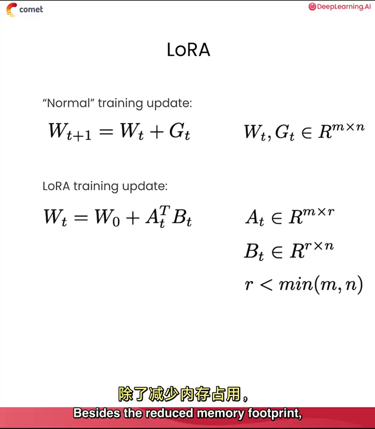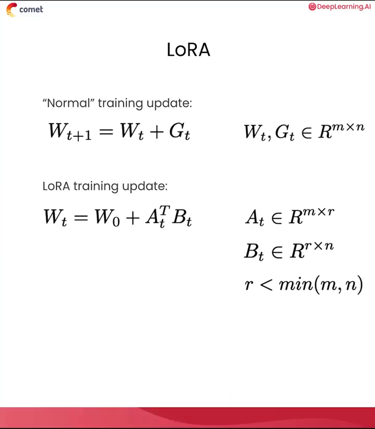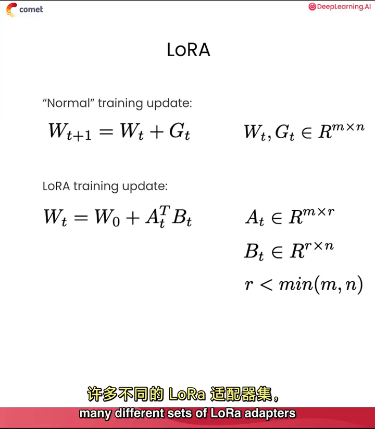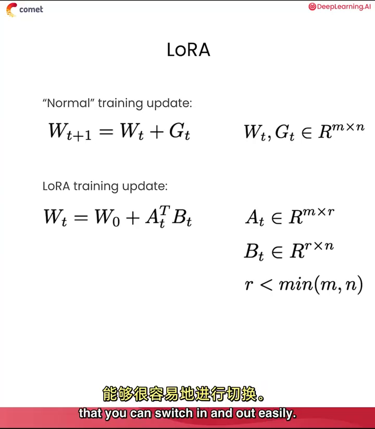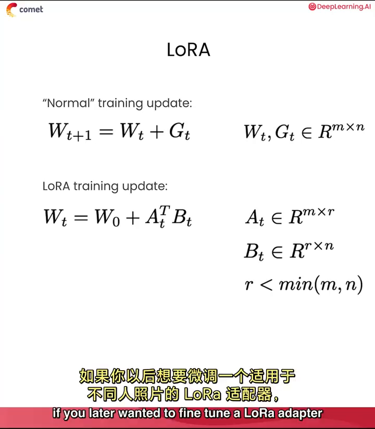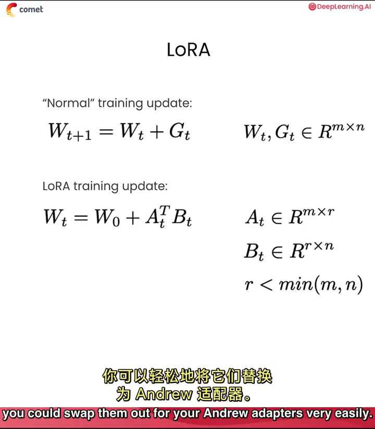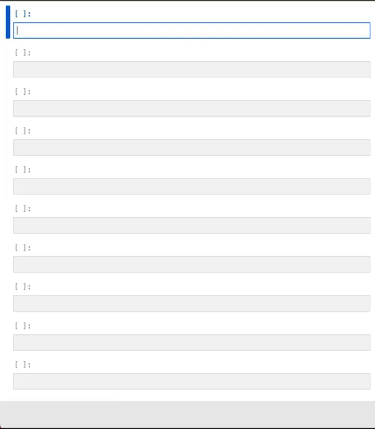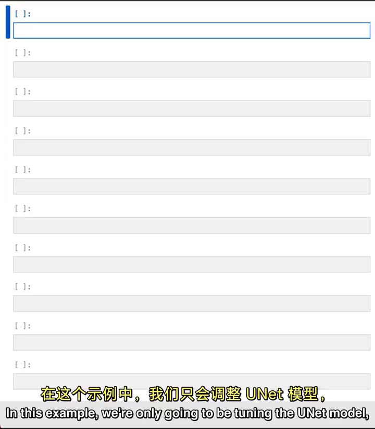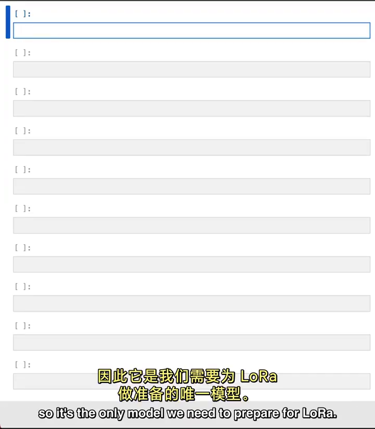Besides the reduced memory footprint, one of the nice parts of LoRA is that you can have many different sets of LoRA adapters that you can switch in and out easily. So, for instance, if you later wanted to fine-tune a LoRA adapter for a photo of a different person, you could swap them out for your Andrew adapters very easily. In this example, we're only going to be tuning the UNet model, so it's the only model we need to prepare for LoRA.